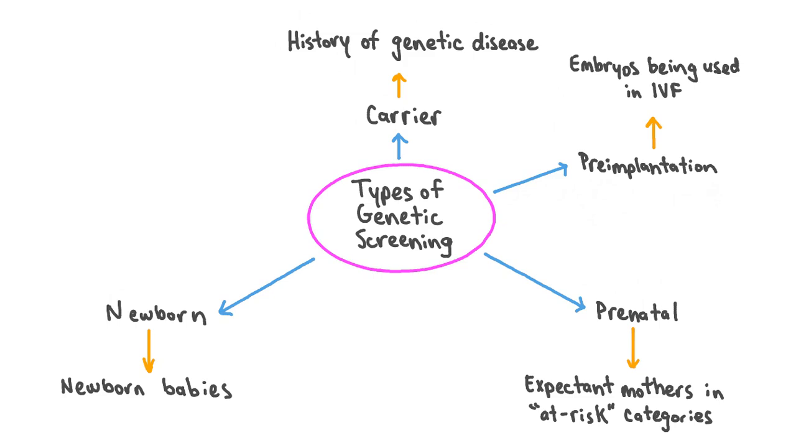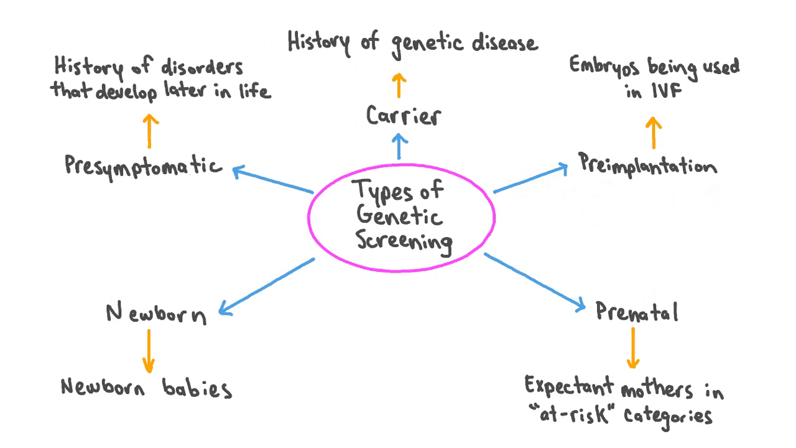But if identified and treated early in life, the babies will go on to lead a PKU-free life. Finally, pre-symptomatic testing can be used for people that have a family history of a certain disorder that they are not displaying symptoms for yet. This type of test is most common for disorders that tend to develop later on in life.